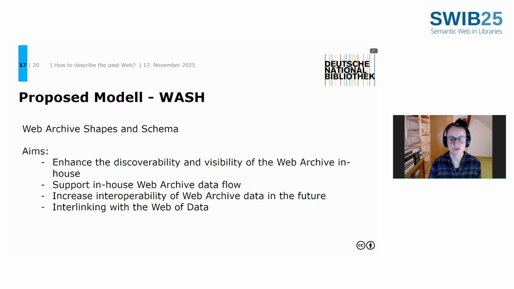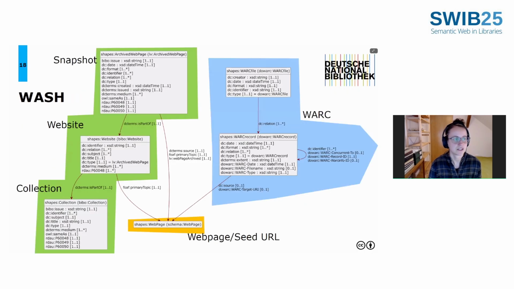So let's have a look. So yes, you can see it. What is important, or what can you see here? The web page is the key part of the model, the box highlighted in orange. It represents the object of observation.